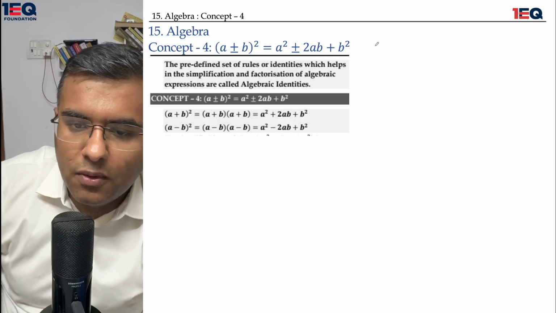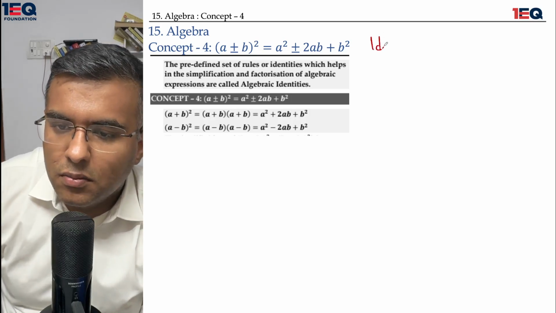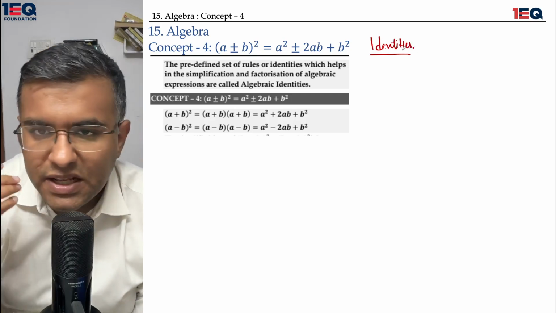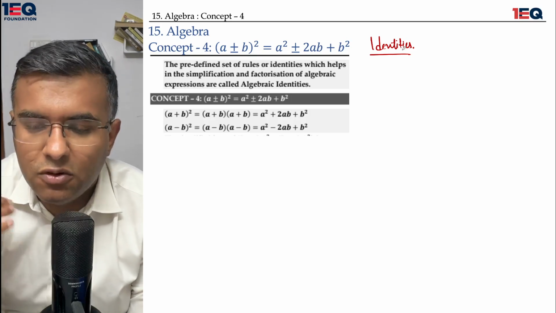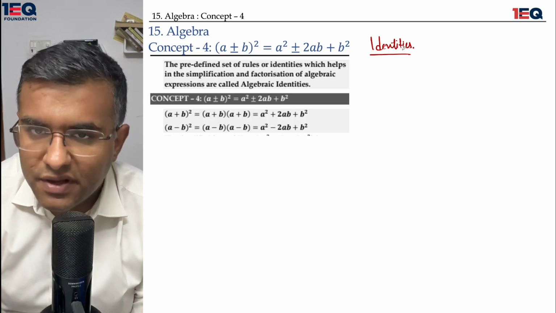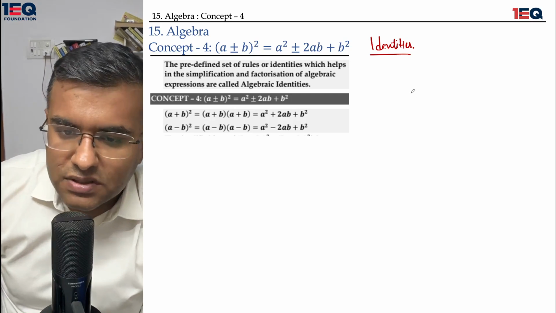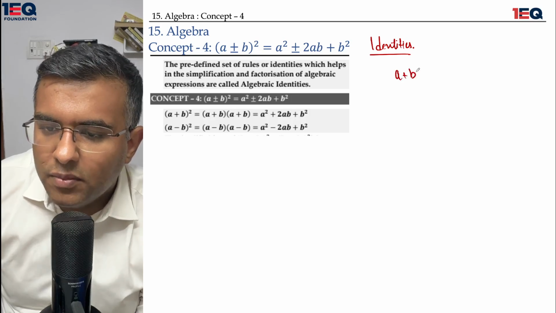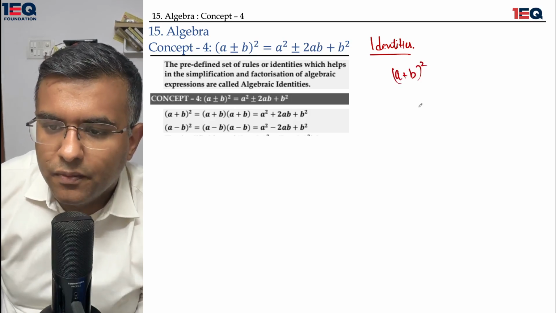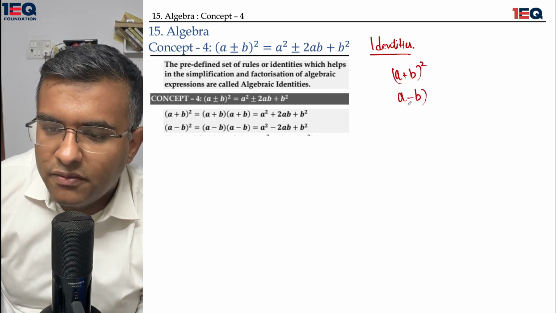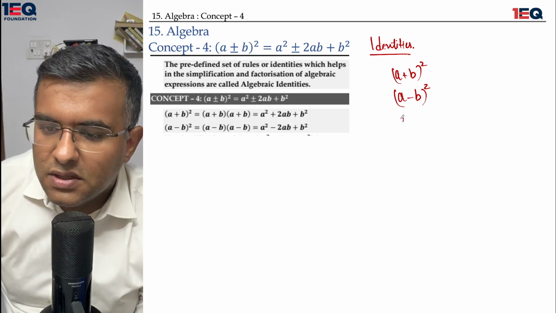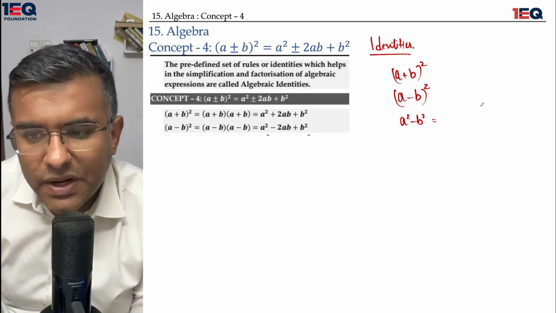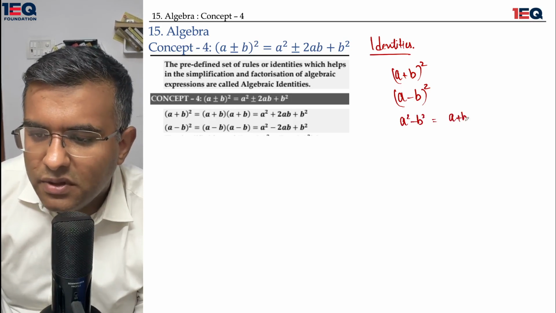Now we'll be talking about identities. I won't be teaching you all the identities at one go. I would be teaching you them in a phased manner. So first let's quickly come down to the most basic identities of a plus b whole square, and the second basic identity of a minus b whole square. There is also another identity of a square minus b square, which would be subsequently coming up, but I would solve that for you as well.